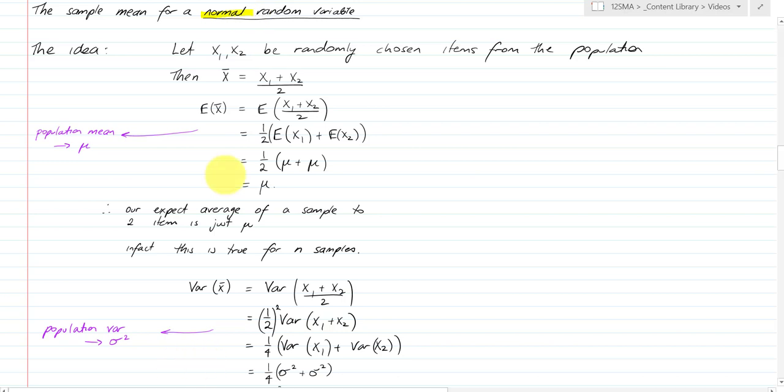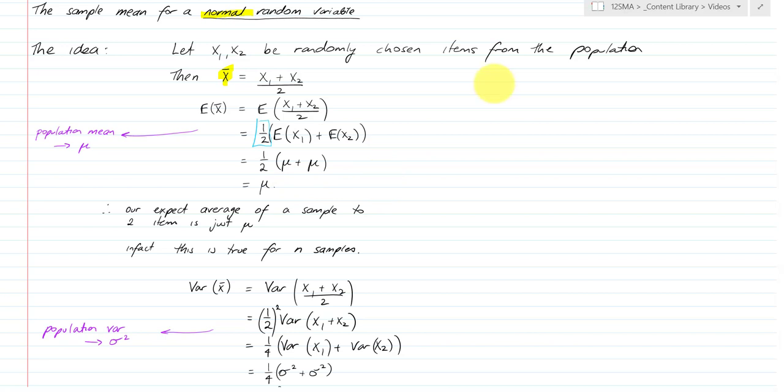Let x1 and x2 be randomly chosen items in the population. Then the sample mean, x bar, is equal to the first item plus the second item divided by 2. That's just a basic average calculation. Then the expected value of our sample mean is equal to the expected value of those two additions. Now that half doesn't affect my expected value. We can take a constant out, so the half moves to the front, and the expected value of x1 plus the expected value of x2, and that's equal to half of mu plus mu, which is just equal to mu. So the expected value of my sample mean is equal to the expected value of the distribution.